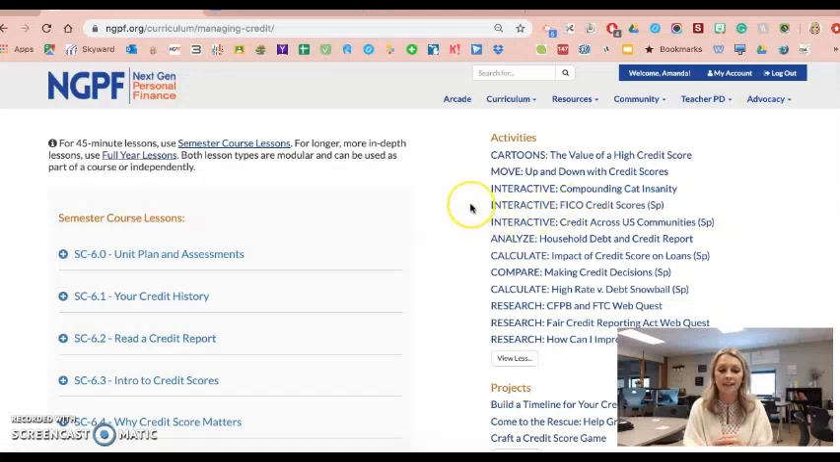This is the first year that I did it this way, and I thought it was a perfect transition by doing this move activity to then going into this interactive FICO scores, and honestly, right after that, I do this one right here, which is calculate the impact of your credit score on your loans. I think those 3 activities are awesome to use together when teaching credit scores.